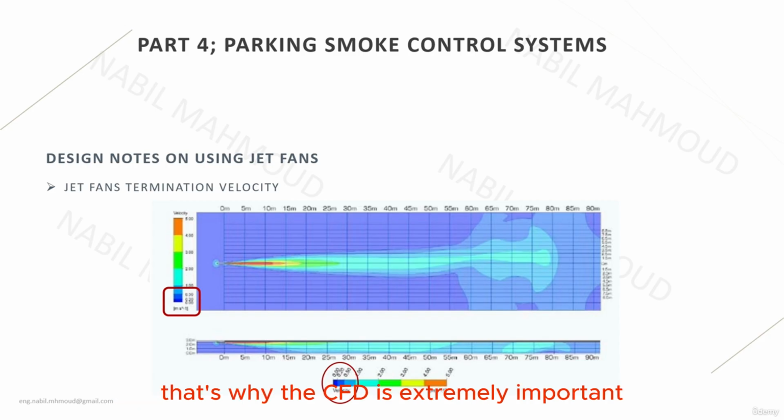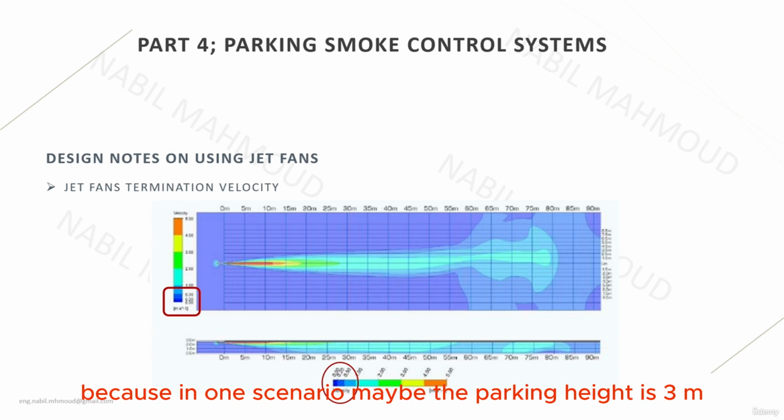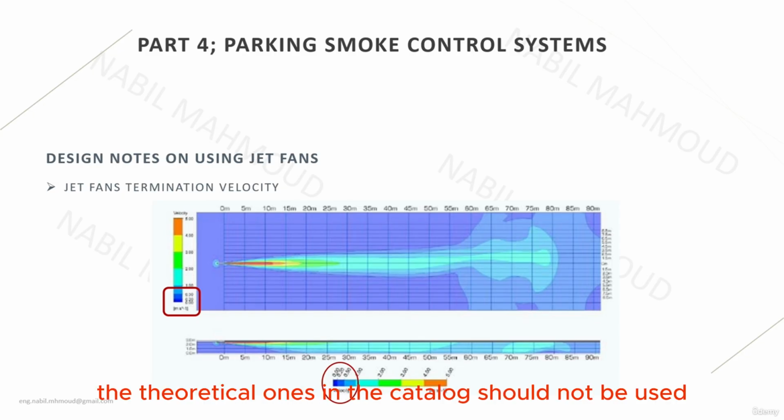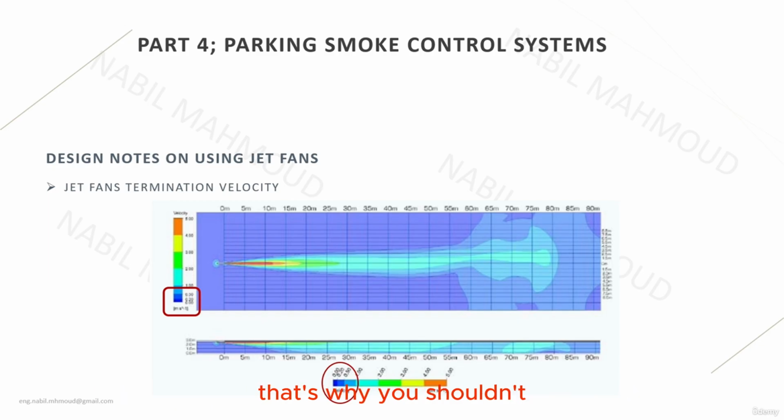That's why the CFD is extremely important, because it will help you define the exact effective primary jet termination velocity according to your scenario, because in one scenario maybe the parking height is 3 meters, in another it will be 3.5, in another it will be 2.4 or 2.8. So the theoretical throw values in the catalog should not be used. That's why you should follow 2/3 of this effective throw, and also you should support your design with a validation using the CFD analysis for the jet fans.